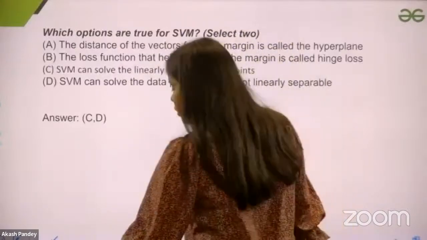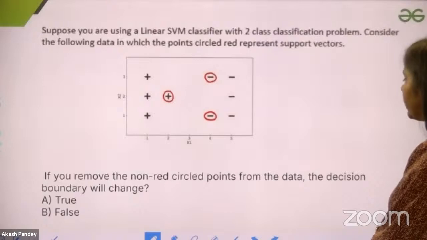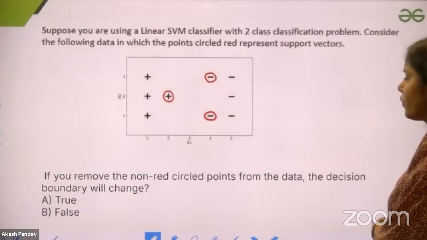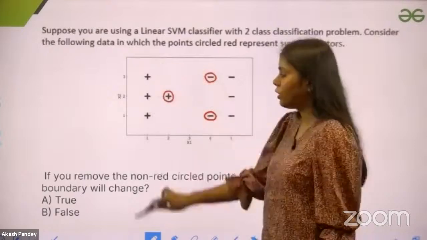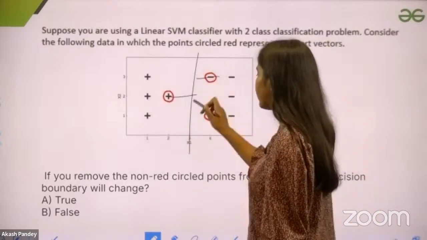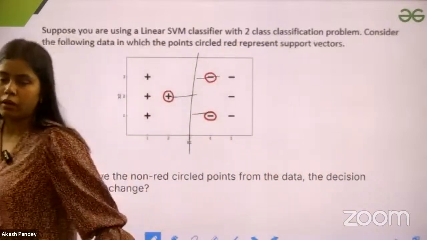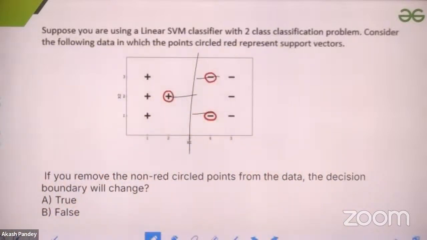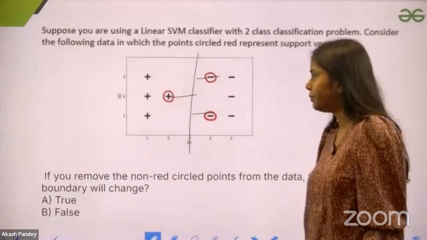Okay. Now the question here is, if you remove the non-circled red points from the data, will the decision boundary change? No, the decision boundary will not change if you remove any of the non-circled data points, because only the support vectors make a change in your decision boundary, right? Now let me know if this is clear.